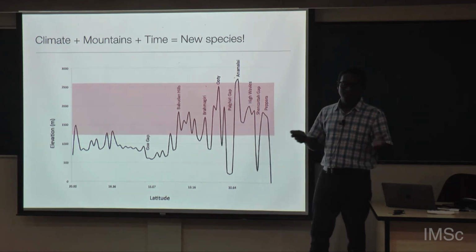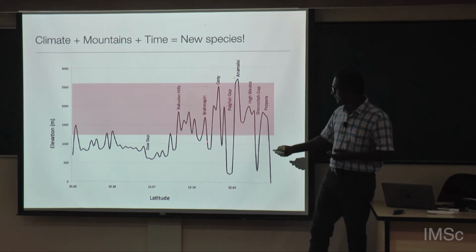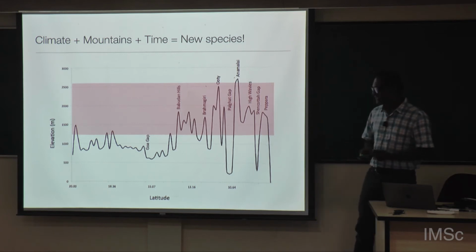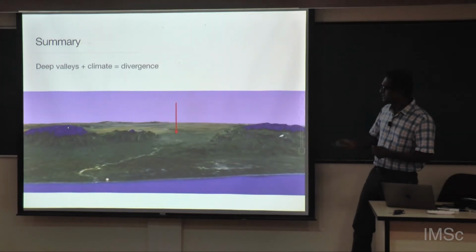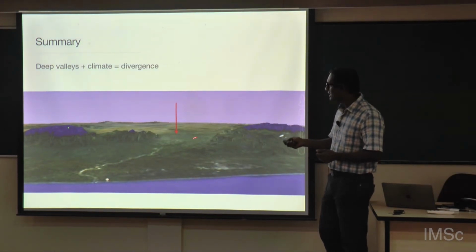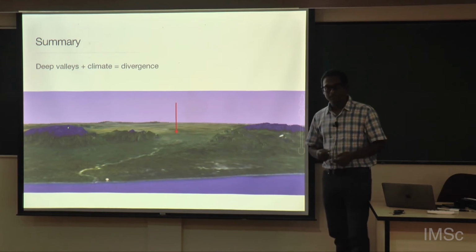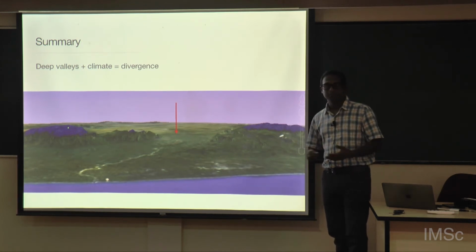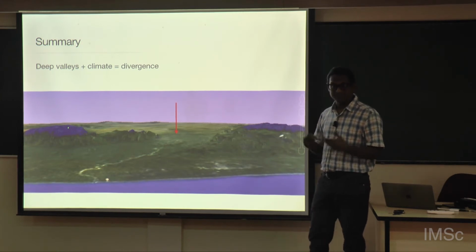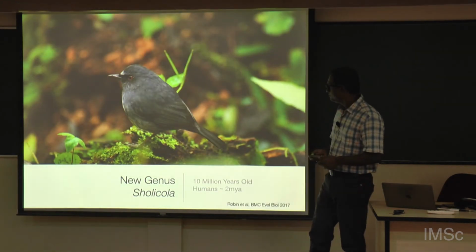And this is why we think that the older divergences are at the Palghat Gap and the younger ones are at the shallower valleys. So in summary, basically what we think is that the deep and wide valleys like the Palghat Gap along with the paleoclimate actually have resulted in these genetic divergences in this landscape.